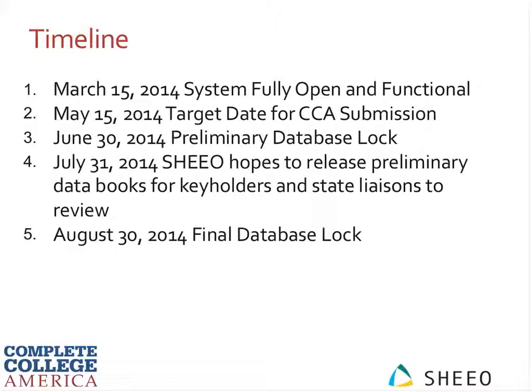And these are the same data books that are passed out every year at the CCA convening. And what this will allow is for states to review their data and the way it's going to look in those data books, so that if they see any changes that need to be made, they can make those. And additionally, for states to recognize whether or not they've actually completed their common completion metrics, and hopefully provide some incentive to get those done quicker. States will then have approximately a month to make any changes, and then we'll do the final database lock on August 30th. So that's the overall timeline.